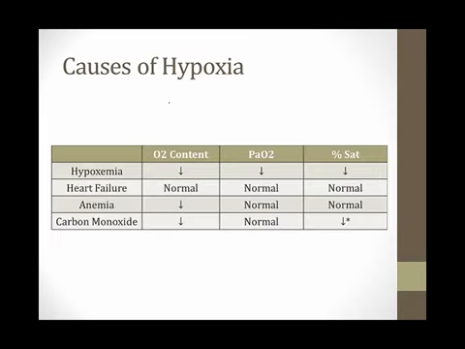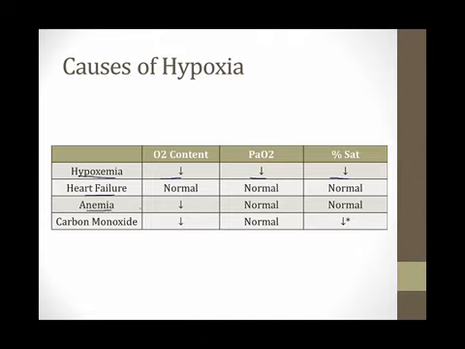So in this slide, I've summarized the causes of hypoxia. In hypoxemia, you have a reduced oxygen content of blood as well as a reduced PaO2 and a percent saturation. In heart failure, the oxygen content, the PaO2, and the percent saturation are all normal. The blood is being oxygenated normally. The problem is blood flow.